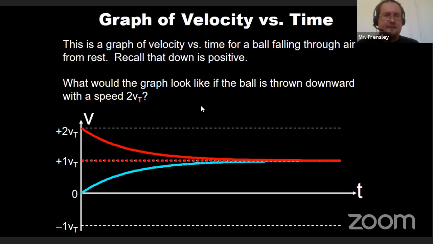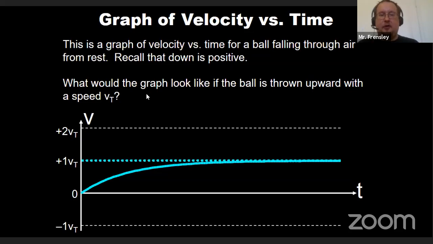Question 3. What would the graph look like if the ball is thrown upward with an initial speed equal to its terminal velocity? Recall that upward is considered negative on this graph. You have 1 minute.